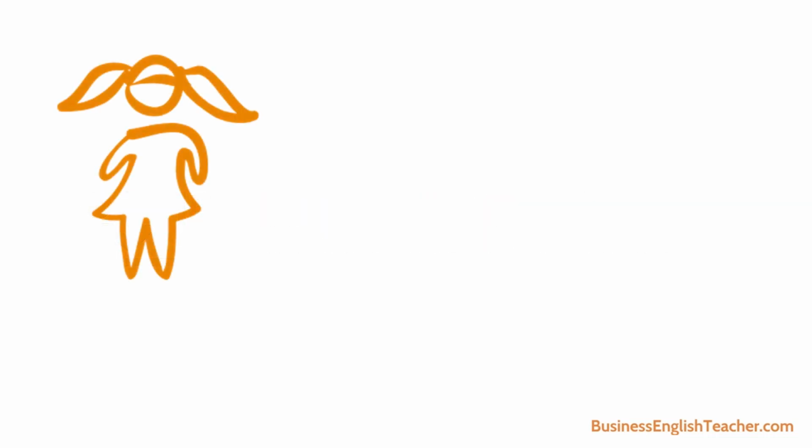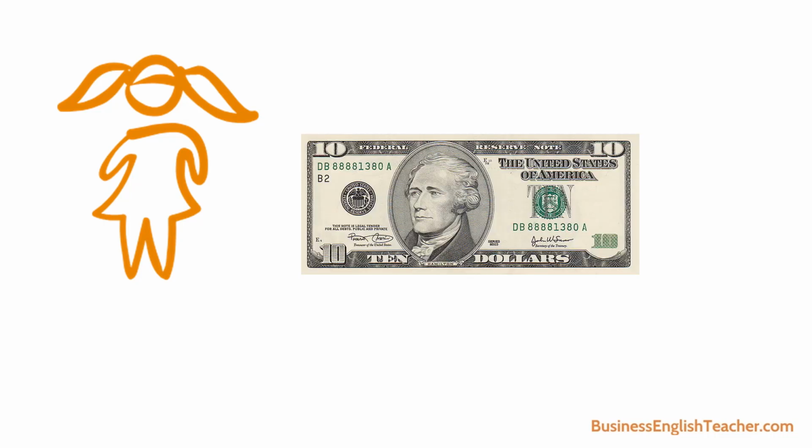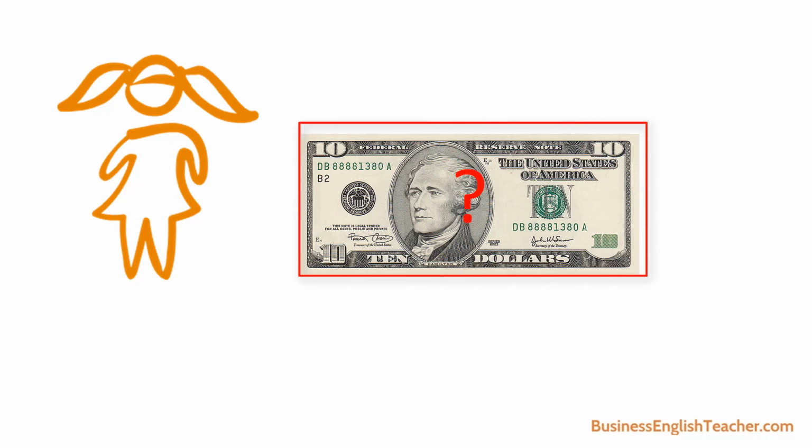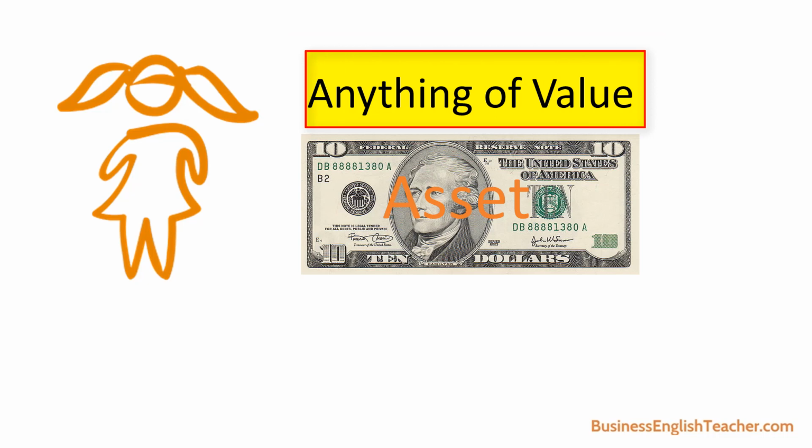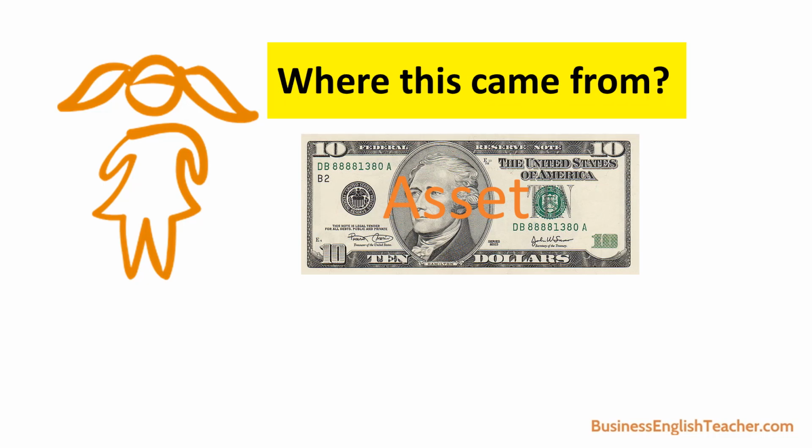Let's assume your 7-year-old daughter gets back from school and she has a $10 bill in her hand. So, what exactly is this? It's an asset. What is an asset? Well, an asset is anything of value that a business owns. Anyways, so when you see your daughter has a $10 bill, what is the next obvious question you have in your mind? Where this money came from.